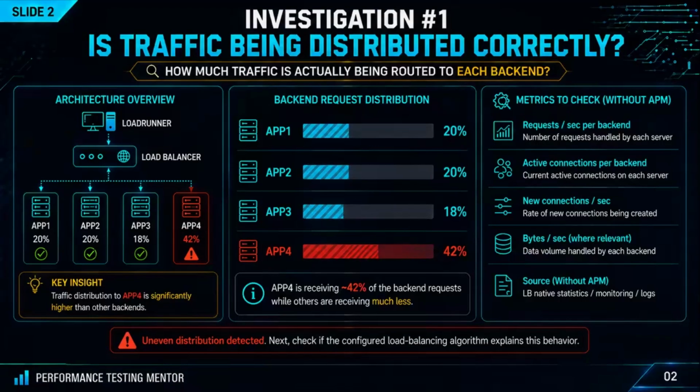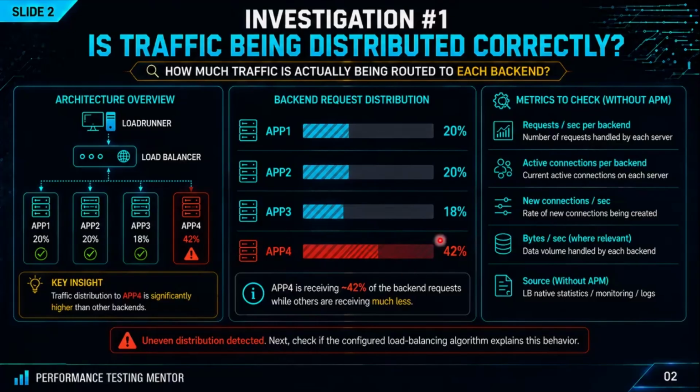My first question: is the load balancer distributing the traffic properly? So I start by checking how the requests are being distributed across the four application servers. I look at metrics such as requests per second, active connections, and other backend statistics available on the load balancer. Suppose I see app 1 is 20%, app 2 is 20%, app 3 is 18%, but app 4 is 42%. Now, this immediately gets my attention.